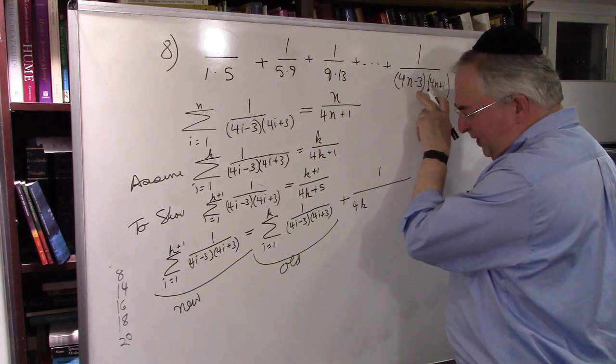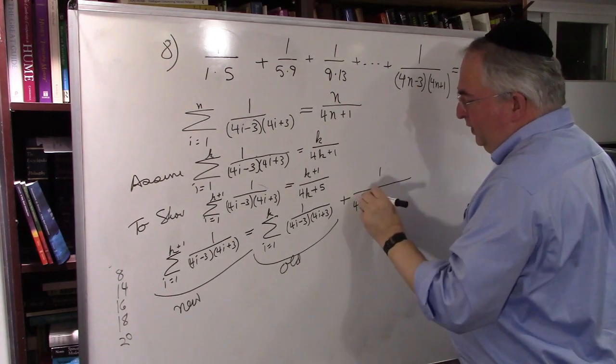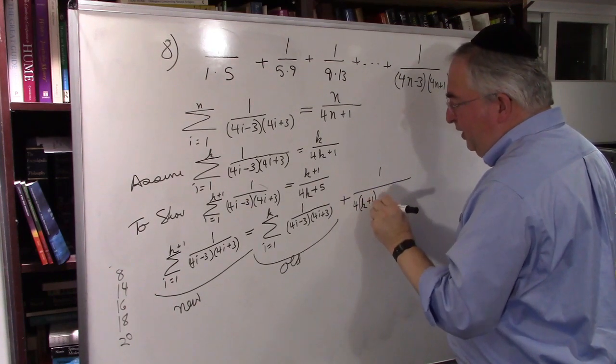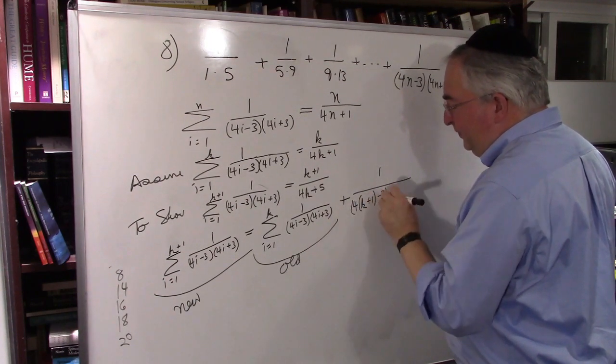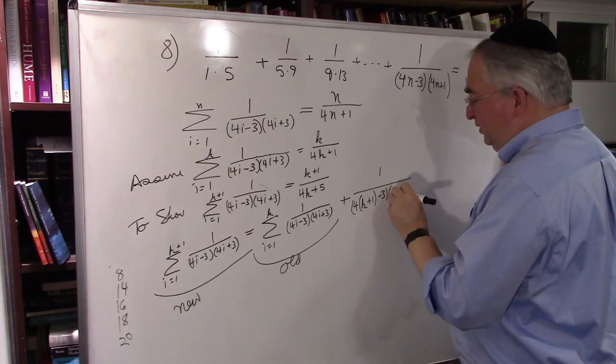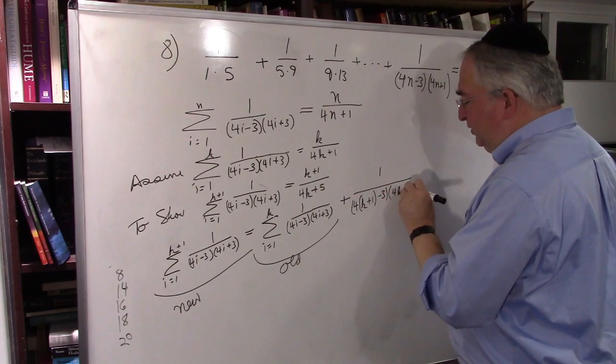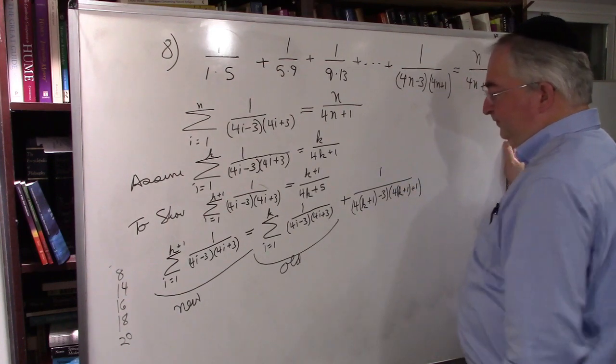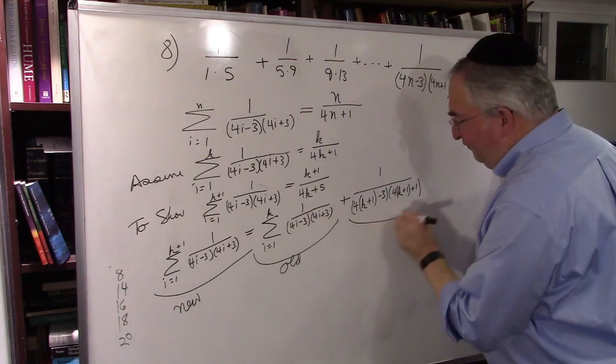So that's 4 minus 3. You know what? We're going to get in trouble. So let's do it slowly. 4k plus 4 minus 3, times, this is going to be 4k plus 4 plus 1. Okay, so this is the fix.